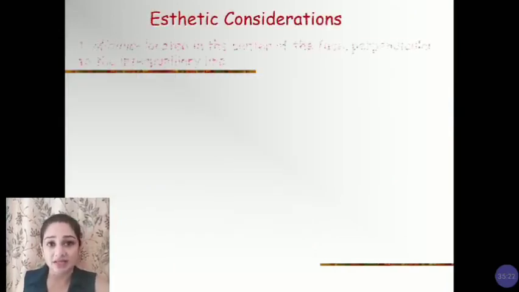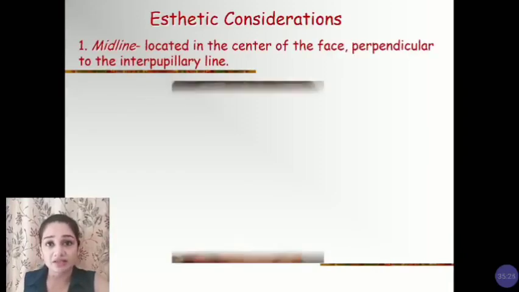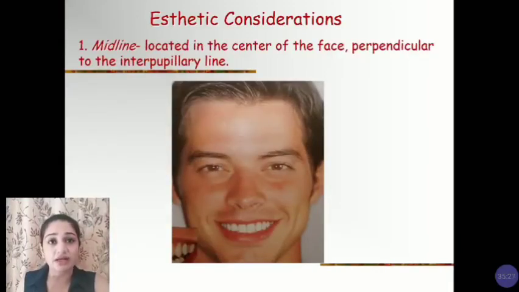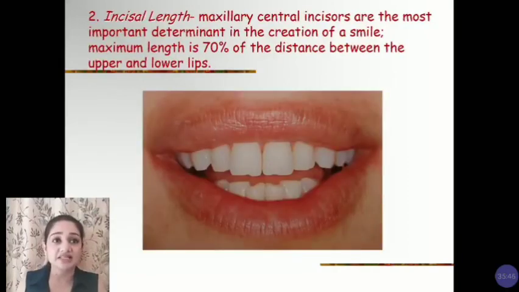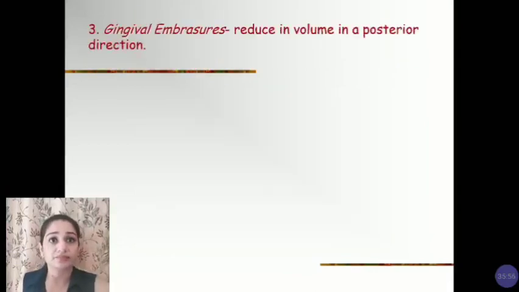There are a few aesthetic considerations when we are giving dental laminates or any type of prosthesis for the front region. In the aesthetic consideration, the first thing is that the prosthesis should be located in the center of the face. It should be perpendicular to the interpupillary line. Then maxillary central incisors are the most important determinant in the creation of a smile. Maximum length is 70% of the distance between the upper and the lower lips.